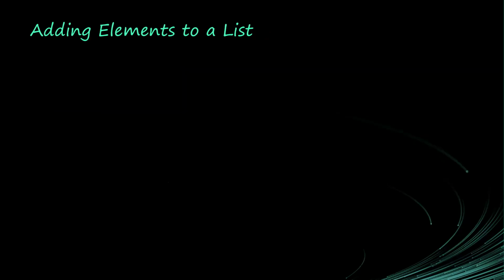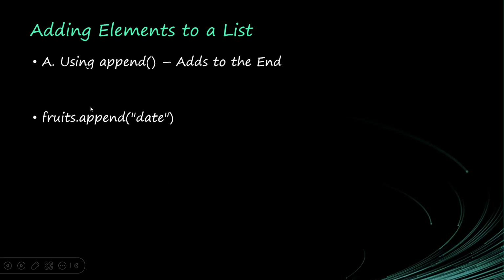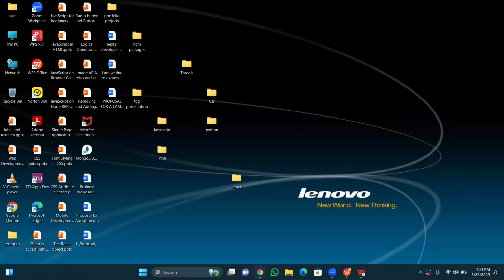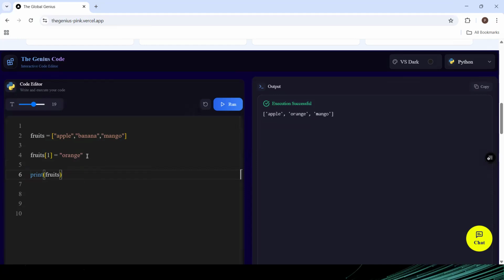So you can also add elements to a list. If you want to add elements to a list, one of the methods we use is append. When you call the append method on a list, you will be adding that element at the end of the list. So look at it. When we say fruit.append, we are appending date. So when you now print it, we are going to have date at the end of it. So let me show you. The append method is one of the ways we use to add something to the list.